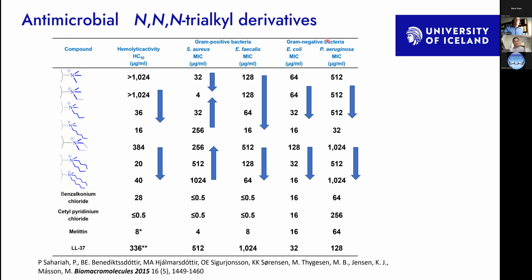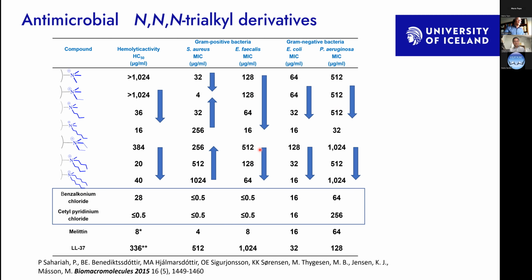This is the same for gram-negative bacteria that we tested, but the effect is much less pronounced. So the structure activity relationship can depend on the microorganism. Benzalkonium chloride, we see that these are common antimicrobial agents used in various disinfectants. They are more active, but they're also highly toxic, so to speak, or hemolytic.